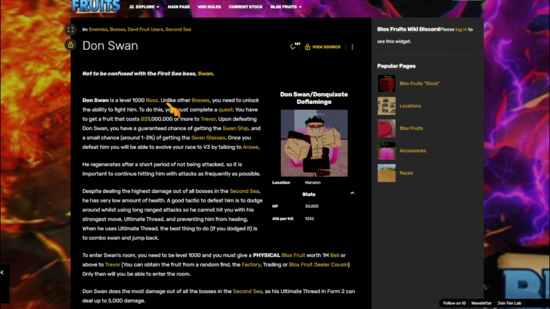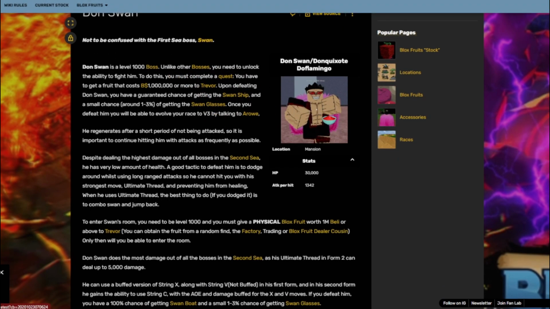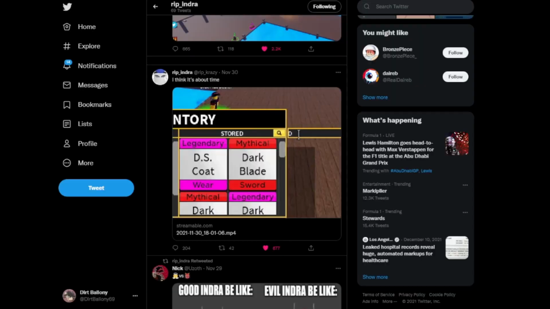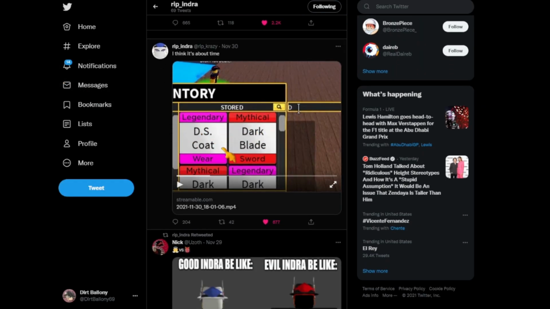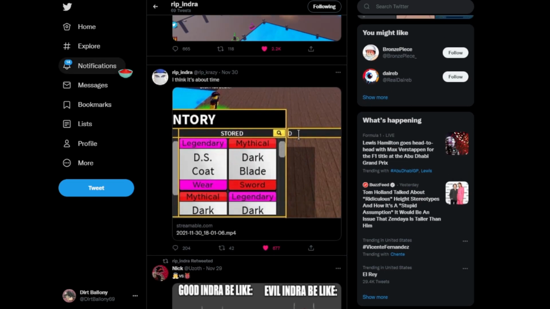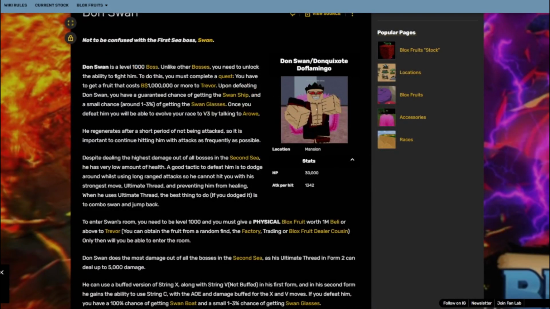He has a coat and he has glasses. So in the first C, he drops the coat. Second C, he drops the glasses. My guess is that in the third C, there will be another Don Swan, which you can fight and then get a stronger version of his coat.